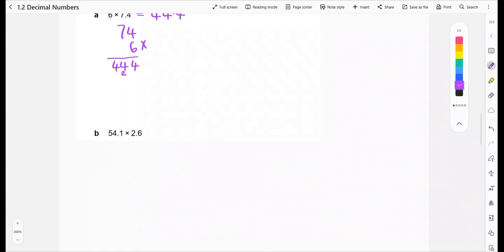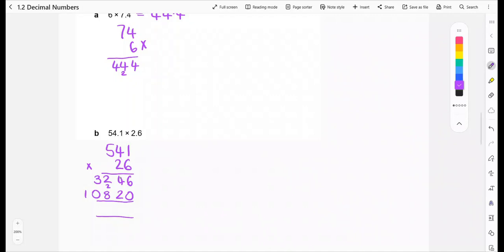The same strategy applies for this one, although the numbers are a little trickier, so we are going to do some long multiplication. So for 54.1 times 2.6, I'm going to do the calculation of 541 multiplied by 26. So I've got 1 times 6, which is 6, 4 times 6, which is 24, and 5 times 6, which is 30. Add the 2, we have 3, 2, 4, 6. And then we do the same to get the next row. Got 1 times 2 is 2, 4 times 2 is 8, and 5 times 2 is 10.